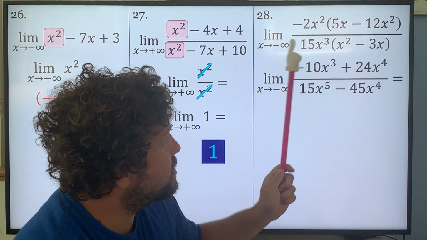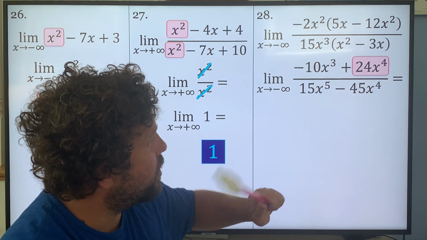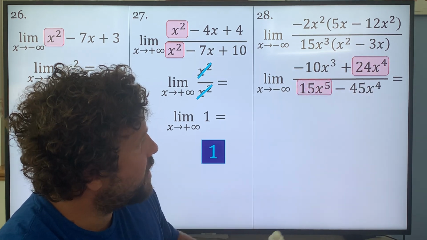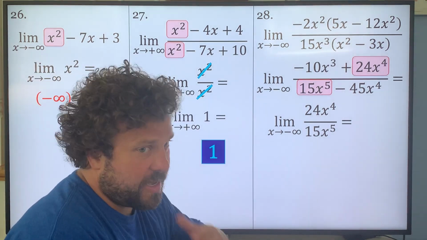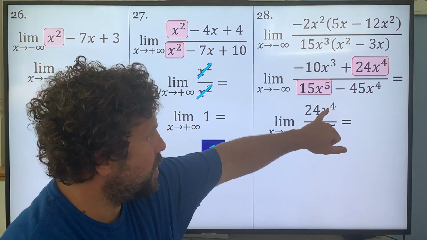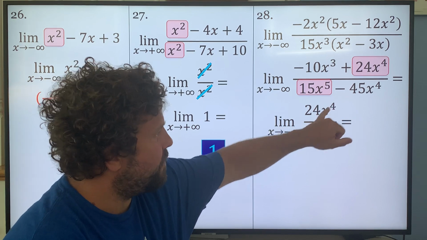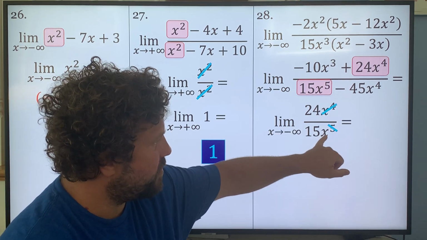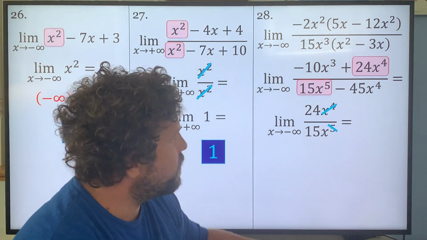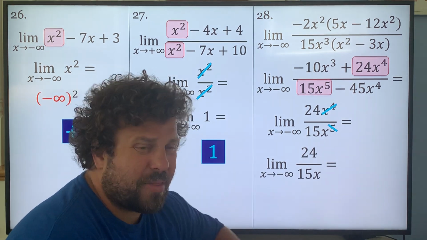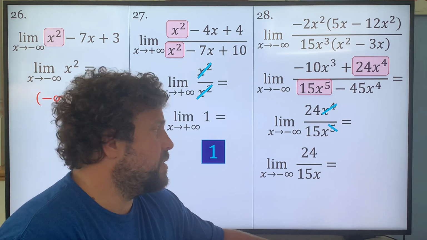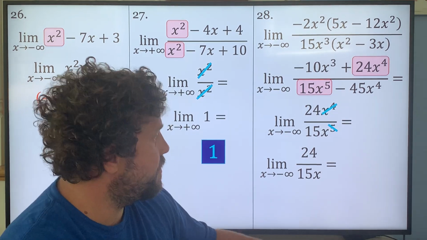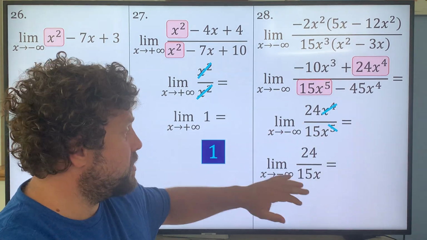Now I take out my highest degree term here, which is not a 3 but a 4. Not a 4 but a 5. So reduce it to 24x to the fourth over 15x to the fifth. 4 x's, 5 x's, take out 4 of these x's, take out 4 down here, leaving me with 1x. 24 over 15. I can take a 3 out. It doesn't really matter that you reduce this though, because when you divide by infinity, it just goes away anyway. But let's just practice reducing.